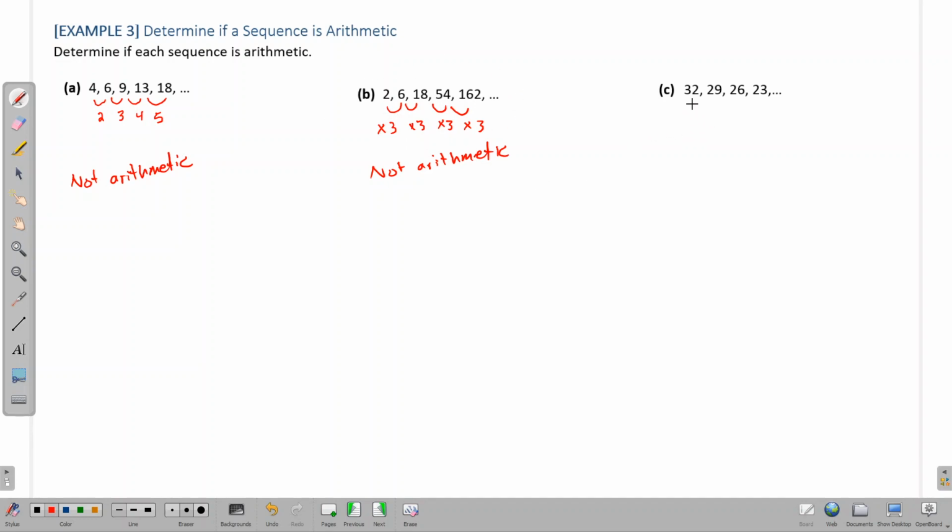All right, last one. So notice the numbers are going down. So I'm not really adding here, I am subtracting. So it looks like I'm taking away 3, and then minus 3, and then minus 3. So the differences are all negative 3. So this is arithmetic. The common difference is what you're adding, and we are adding a negative 3 each time. So this one is arithmetic.